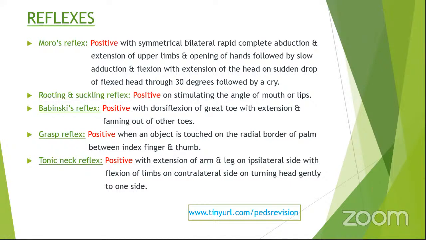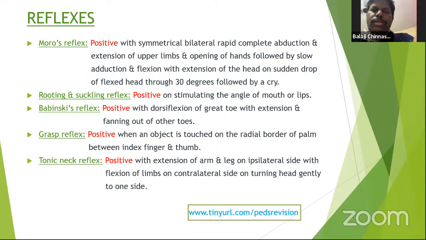Reflexes. Moro reflex is positive with symmetrical, bilateral, rapid, complete abduction and extension of upper limbs and opening of hands, followed by slow adduction and flexion, with extension of the head on sudden drop of flexed head through 30 degrees, followed by a cry. Rooting and sucking reflex is positive on stimulating the angle of mouth or lips. Babinski's reflex is positive with dorsiflexion of great toe with extension and fanning out of other toes. Grasp reflex is positive when an object is touched on the radial border of palm between index finger and thumb. Tonic neck reflex is positive with extension of arm and leg on ipsilateral side with flexion of limbs on contralateral side on turning head gently onto one side.